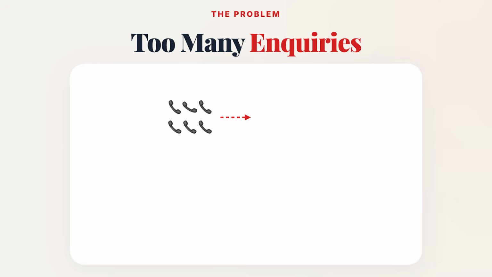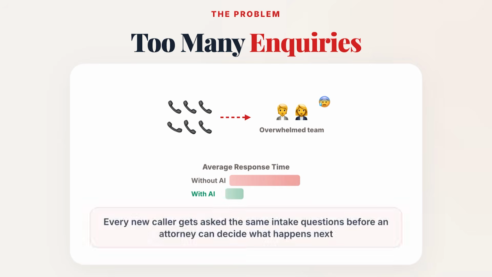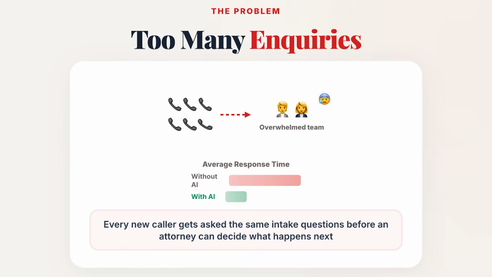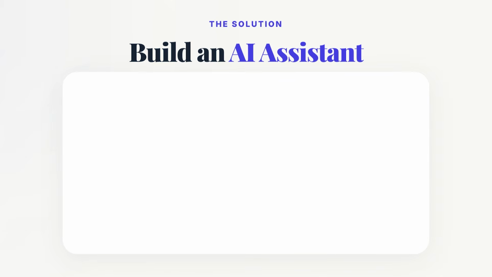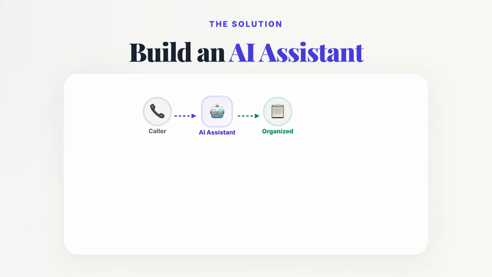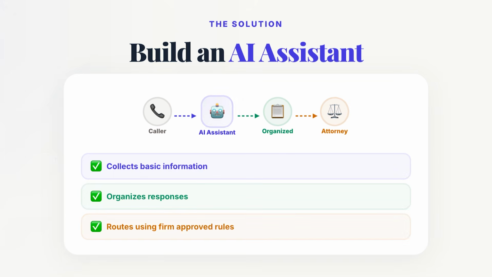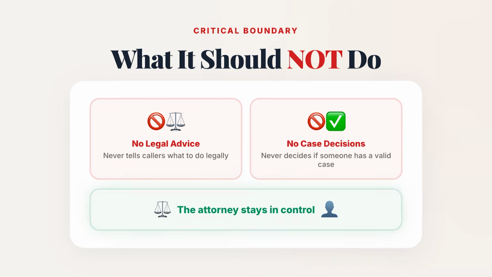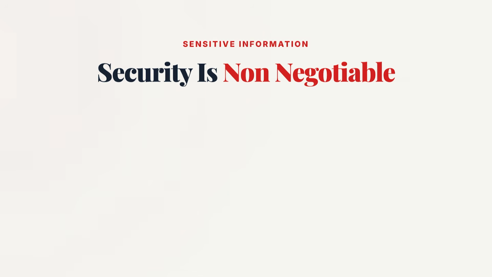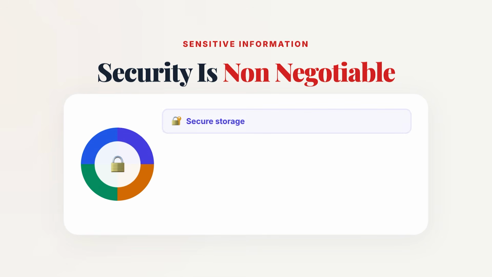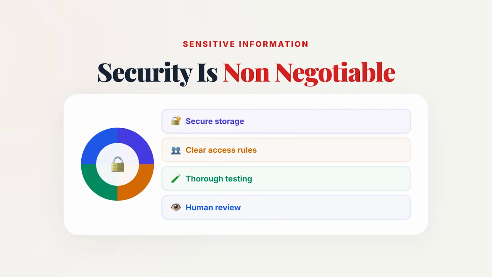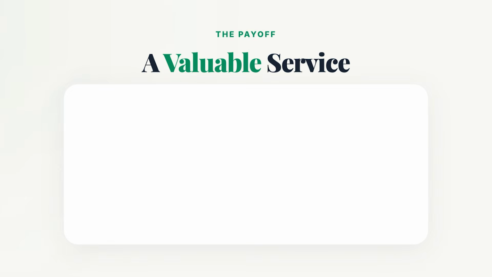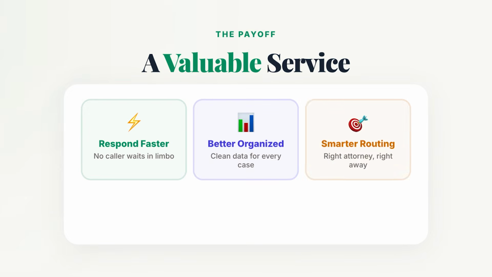Now picture a law firm that receives more inquiries than its team can quickly review. Every new caller is asked a similar set of intake questions before an attorney can decide what should happen next. You could build an assistant that collects the basic information, organizes the responses, and routes each inquiry using rules approved by the firm. It should not give legal advice or decide whether someone has a valid case. The attorney stays in control. Because that system handles sensitive information, it also needs secure storage, clear access rules, testing, and human review. This is not a one-afternoon build, but it can become a valuable service because you are helping the firm respond faster and organize its intake process.